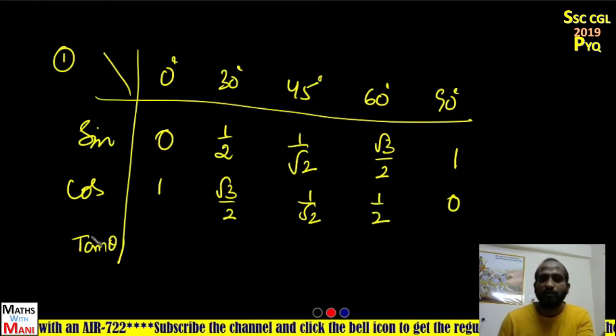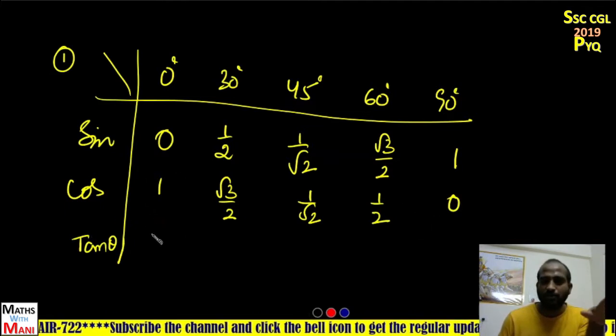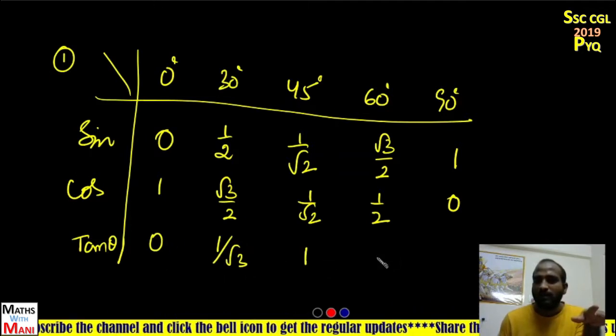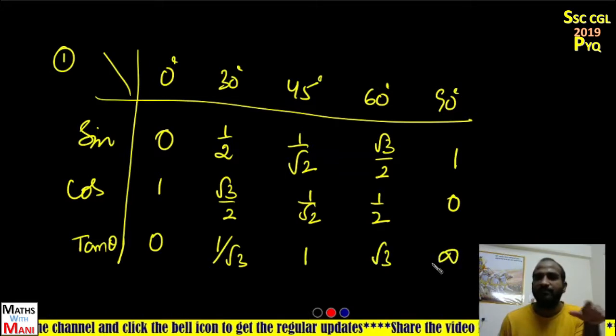Yes. Next, what about tan? Sine by cos: 0 by 1 is 0, then 1 by root 3, then 1, then root 3, and it is infinite.